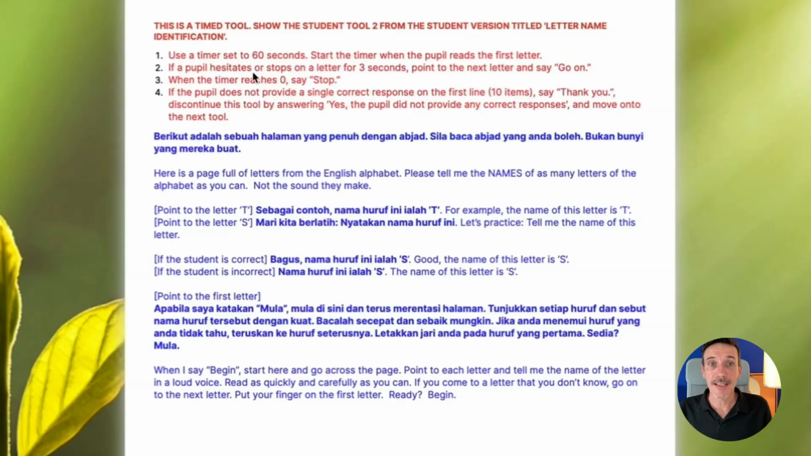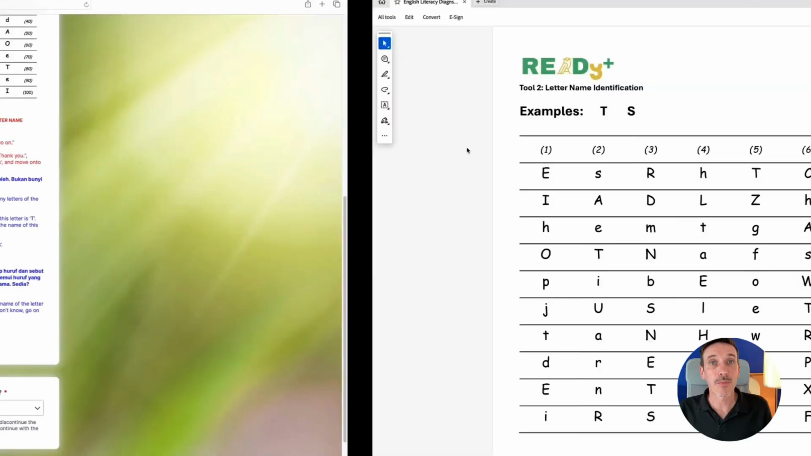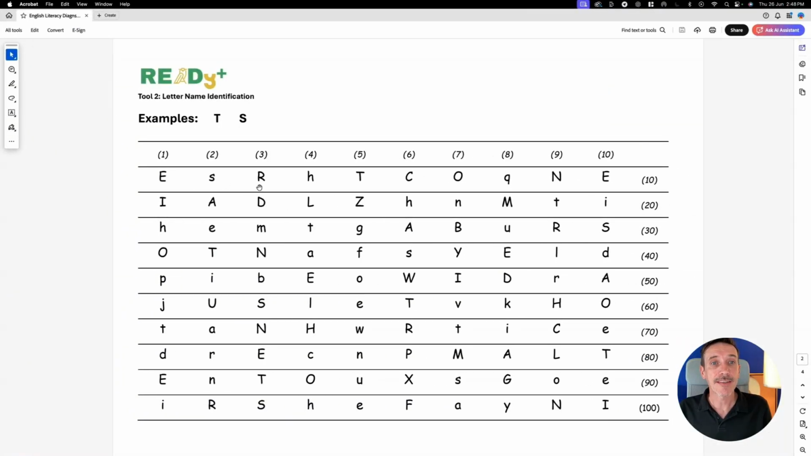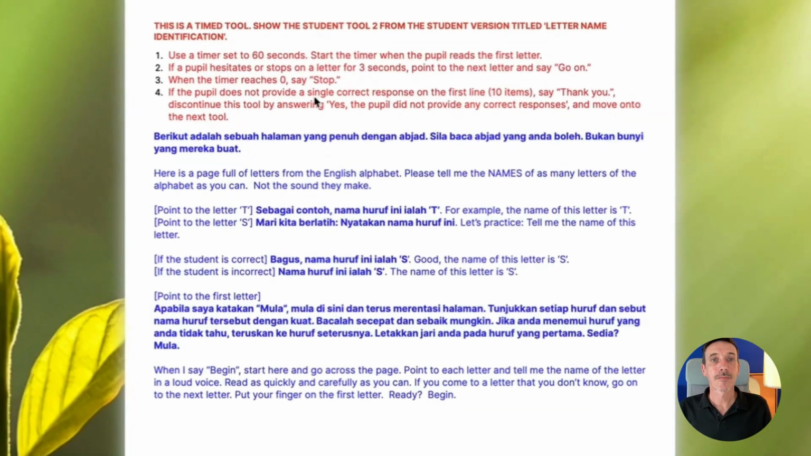If the pupil hesitates or stops on a letter for 3 seconds, simply point to the next letter and say, go on. For example, E, S, R. This is where you'd instruct the student to go on by pointing to the next letter. When the timer reaches 0, say stop.